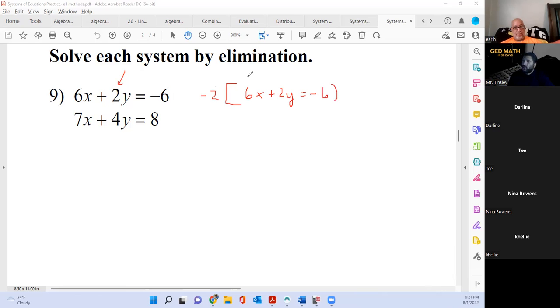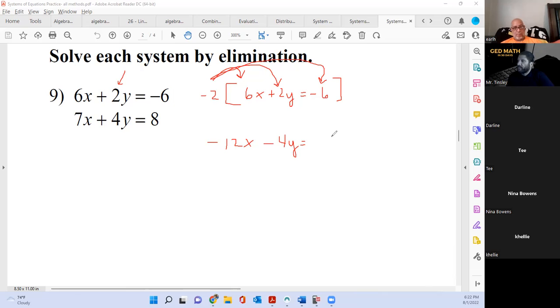So what's -2 times 6? -12. What's -2 times a positive 2? -4. We bring the variable along with us. Then we're going to bring down our equal. And what is -2 times a -6?